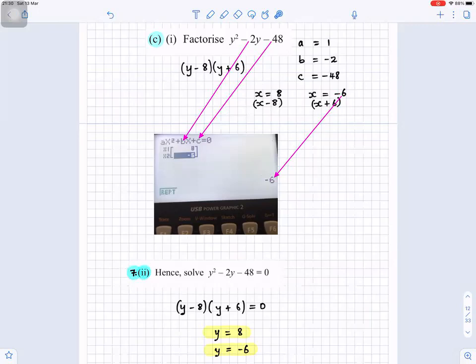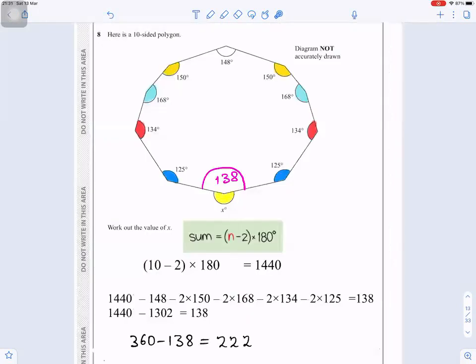Part 2, hence solve y squared minus 2y minus 48 equals 0. Solve means you look for the two values that make it equal to 0, which by using the calculator in the previous question, we'd already solved. So either y minus 8 equals 0, so y equals 8, or y plus 6 equals 0, and y equals minus 6. Those are your two answers.